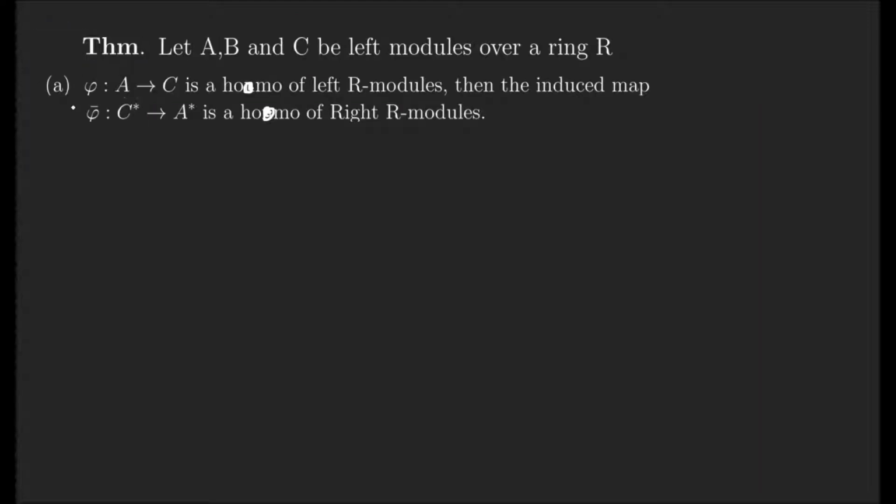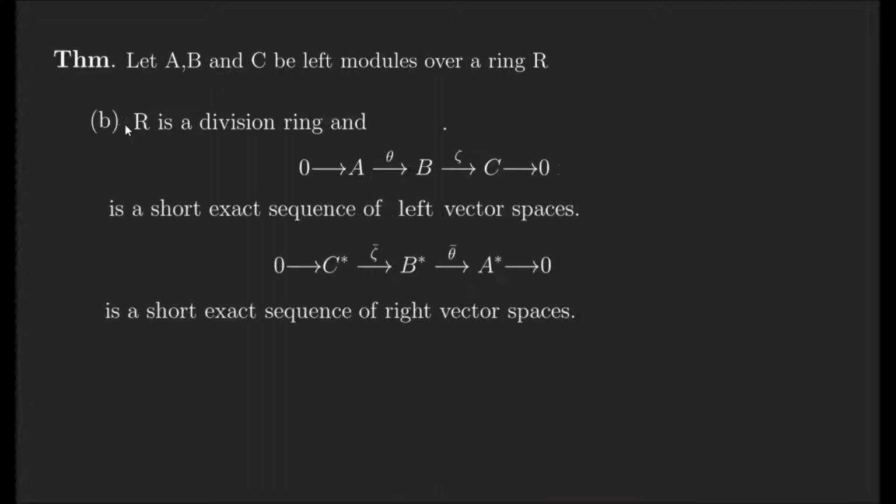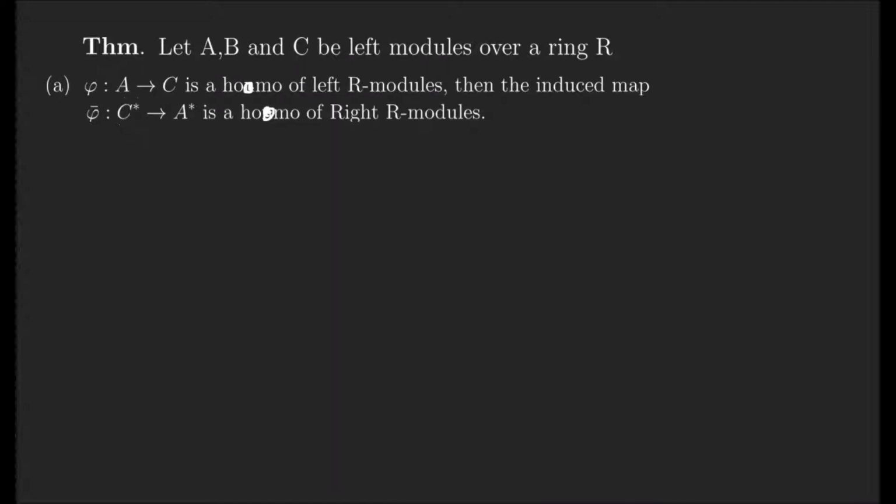So in the dual module we can understand the concept of the dual map in the module sense. I introduce statements A, B, C, but I will not prove them, just introduce the statements related to the dual module. Let A, B, and C be left modules of a ring R. First, if A to C is a homomorphism of left R-modules, then the induced map C star to A star is a homomorphism of right R-modules.